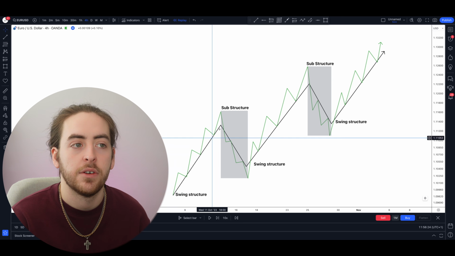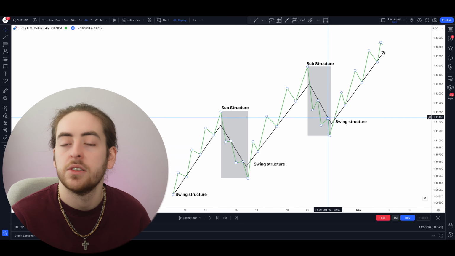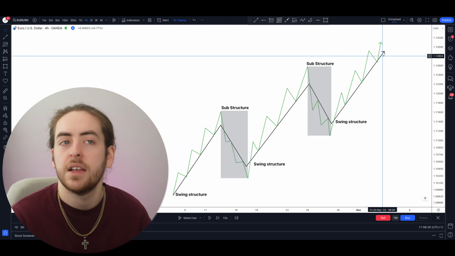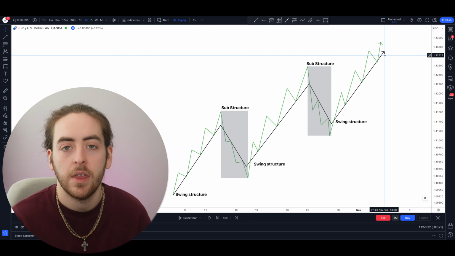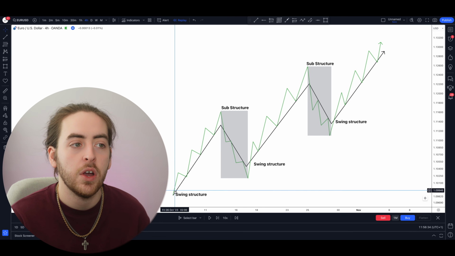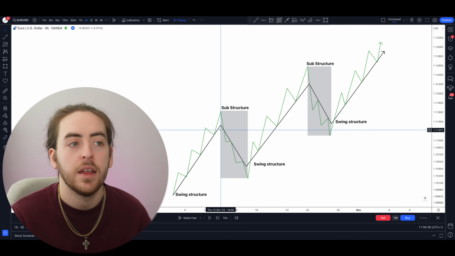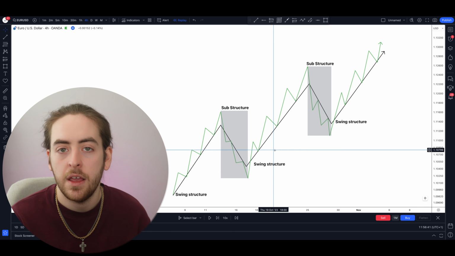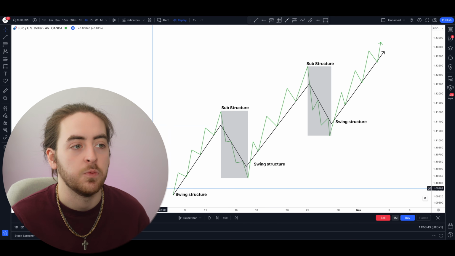Now imagine this larger black line, which indicates the swing structure or the overall higher time frame trend of the market, is, let's say, the 4 hour time frame. Well, then within that, every upward move we have on the 4 hour and every downward move we have on the 4 hour can also form hourly, 30-minute, and 15-minute trends within.